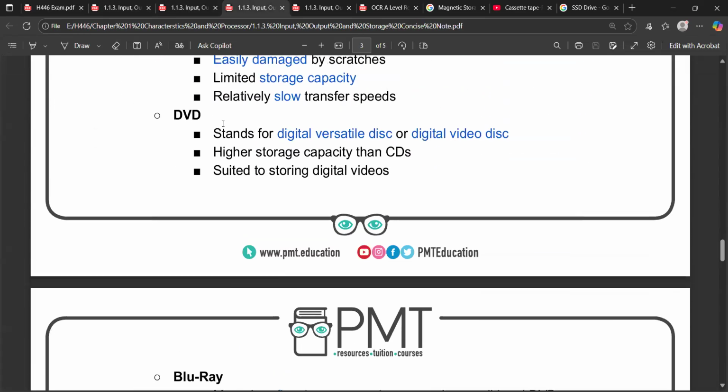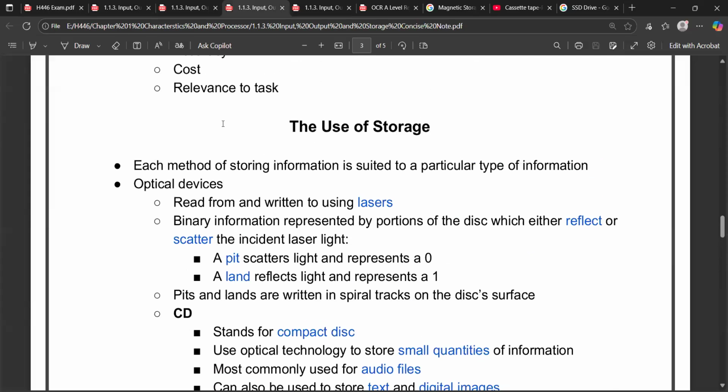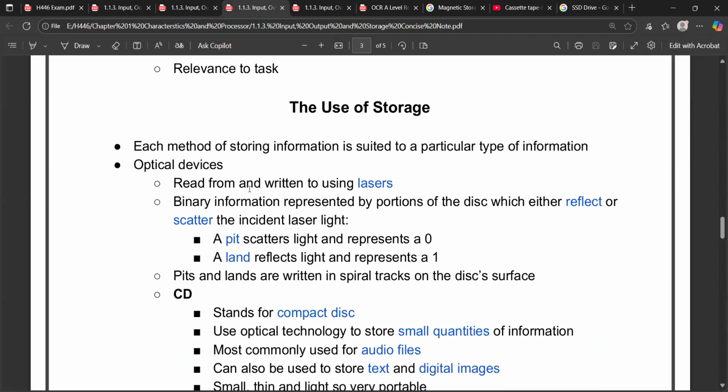These are some common pointers. Let's go through them. The use of storage: each method of storing information is suited to a particular type of information. The pointers for optical devices are that they read and write using lasers. Binary information is represented by portions of the disk which either reflect or scatter the light. They have pits and lands that represent zeros and ones. So if they talk about pits and lands, always remember that this is an optical device.